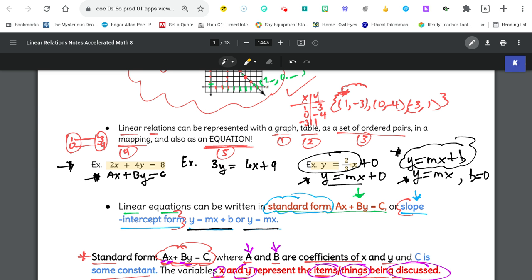If it's a y equals mx plus b form, you've got to get y by itself. So if we solve for y, all we've got to do is divide by 3. So we get y equals 2x plus 3. Well, this is y equals mx plus b form. So that's linear as well.